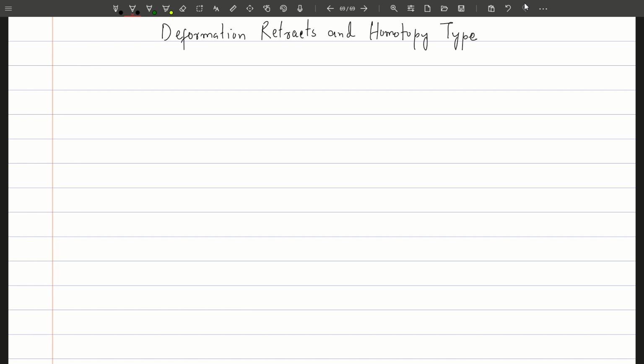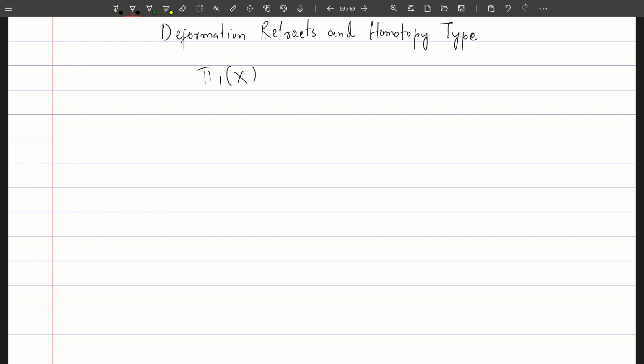In this lecture, we will discuss deformation, retracts, and homotopy type. So far we have seen one way of obtaining information about the fundamental group of a space X: to study the covering space of X. The other way involves the notion of homotopy type. It provides a method for reducing the problem of computing the fundamental group of a space to that of computing the fundamental group of some other space.